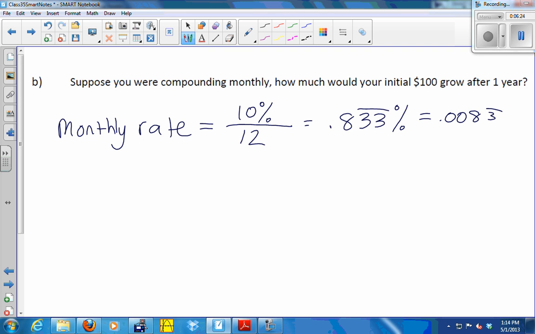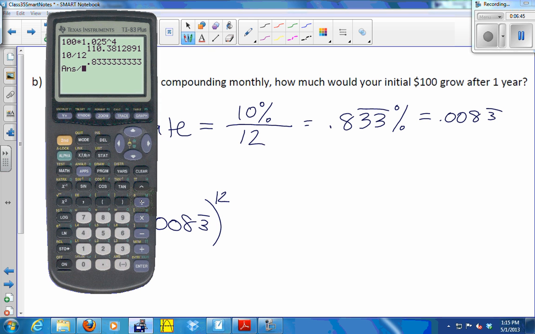So to increase by 0.833%, I have to multiply by 1.00833. So I'm going to take my $100, increase by less than 1% each month for 12 months. So I have to take this number, 1.00833, raise it to the 12th, then multiply by 100, and I get $110.47.